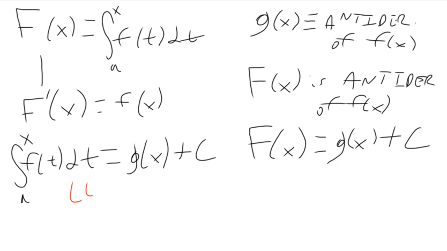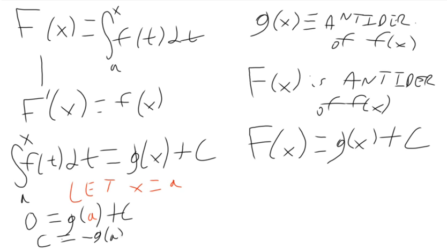And why would I want to do that? Well, if I plug an a in right here, when I have the integral from a to a, that's just 0. Because there is no area between a and a. It's just like one point. It has no area. So when I plug in x equals a in here, on the left-hand side I'm going to get 0. And on the right-hand side I'm going to get g of a plus c. So if you subtract g of a on both sides, that tells me that c is equal to negative g of a.